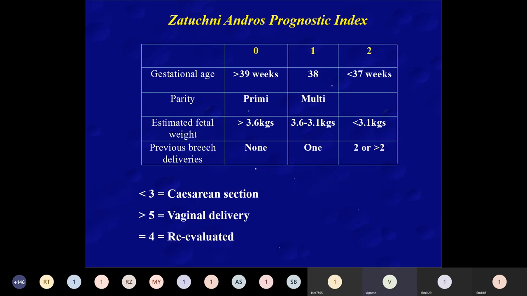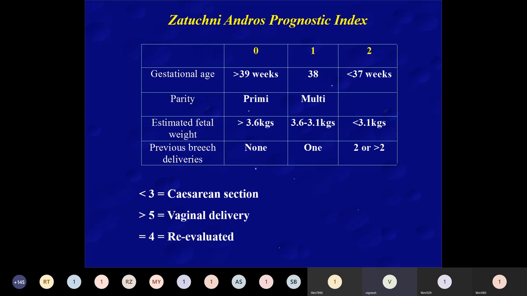Now coming to the prognostic scoring, how to prognosticate will be by the scoring system, that is the Zatuchni-Andros prognostic scoring system, which takes into account the gestational age, parity, estimated fetal weight and previous breech deliveries.